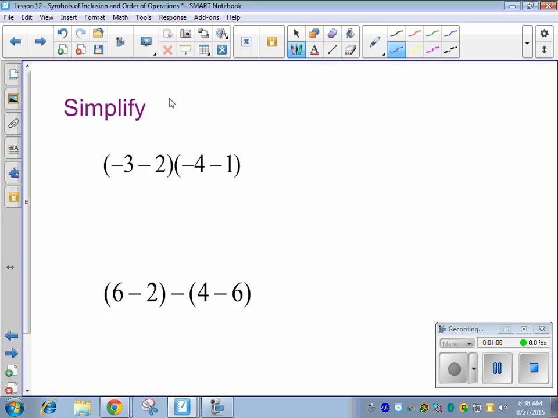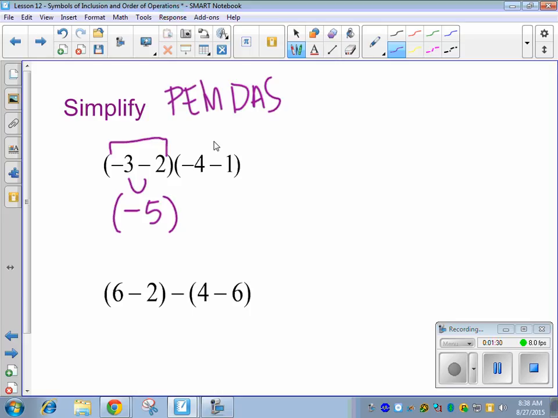Simplify. So again, we want to use PEMDAS. Okay, we're going to start in front. Julia, what's the first step I'm going to take with this guy? Negative 3 minus 2 right here, because we want to do this parenthesis first. Right? So now in our new parenthesis, we're going to have negative 5. Then what's next, Caleb?